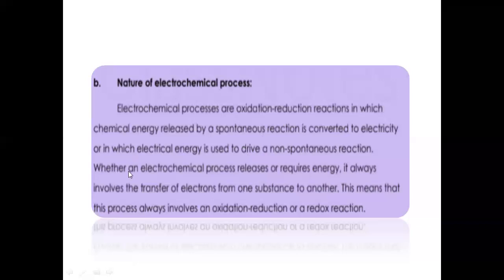Whether the reaction is spontaneous or non-spontaneous, in both types of reaction, the gain or loss of electrons takes place. This means that this process always involves an oxidation reduction reaction. Oxidation reduction reactions are combinedly called redox. Red for reduction and ox for oxidation.